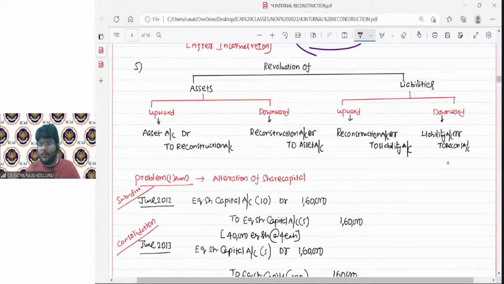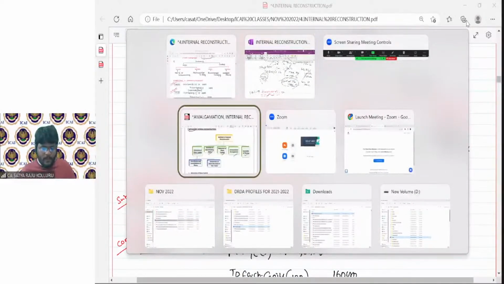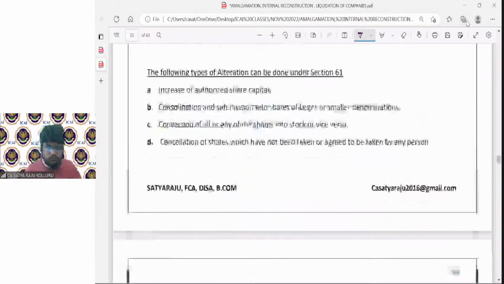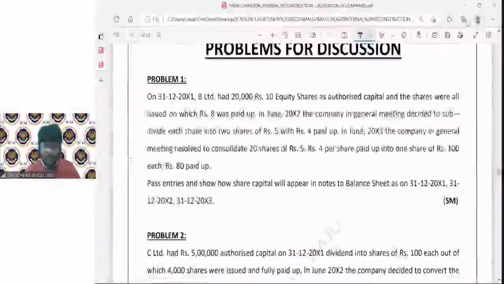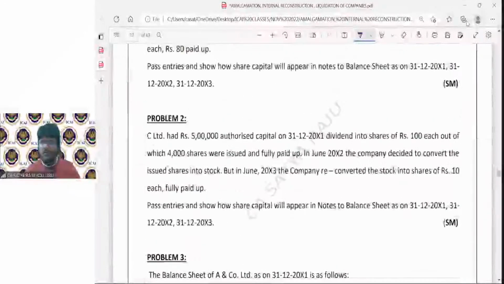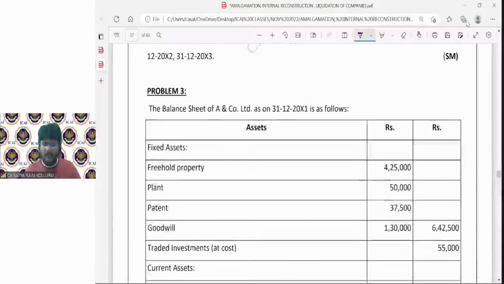Yeah, please take one problem on internal reconstruction. I'm taking it right now. Let us go for problem number 3. Let me take one big problem first, because in problem number 1 and problem number 2 there is no involvement of reconstruction. Those are related to alteration of share capital and conversion of shares into stock. We will take them up later. Those are small problems. Please, all of you come to problem number 3, guys.